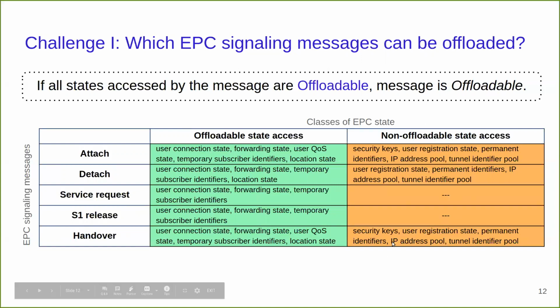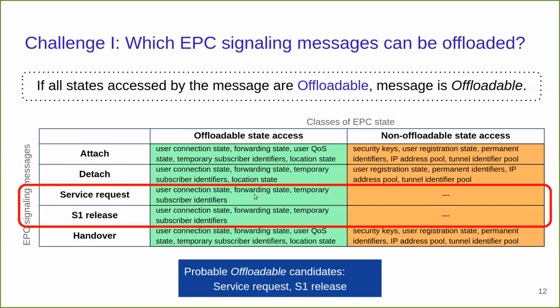This table shows the EPC signaling messages and the states accessed by them. The service request message updates the user connection state to active, updates the forwarding state and subscriber identifiers. We notice that both service request and S1 release do not access non-offloadable state, and they are probable candidates for offload.